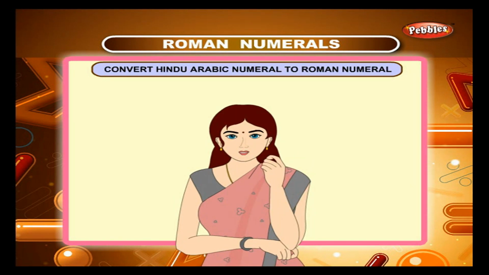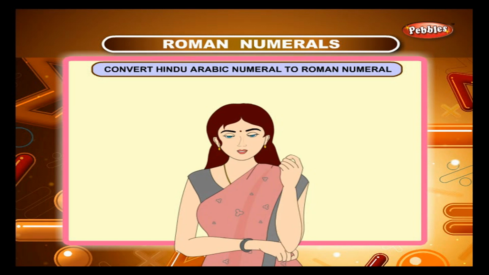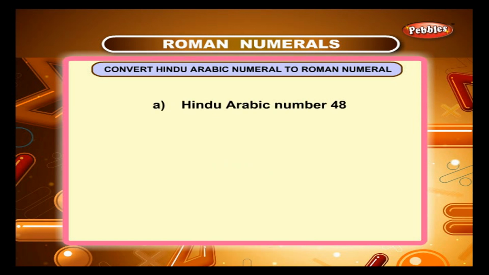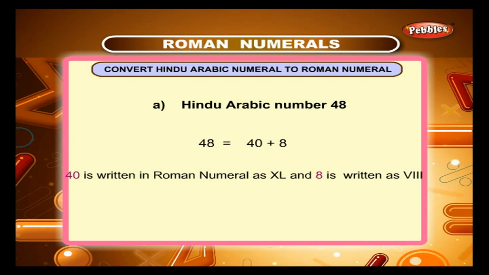Now let us convert Hindu Arabic numerals to Roman numerals. A. Convert Hindu Arabic number 48 to Roman numeral. 48 is equal to 40 plus 8. 40 is written in Roman numeral as XL and 8 is written as VIII. So 48 equals XLVIII.